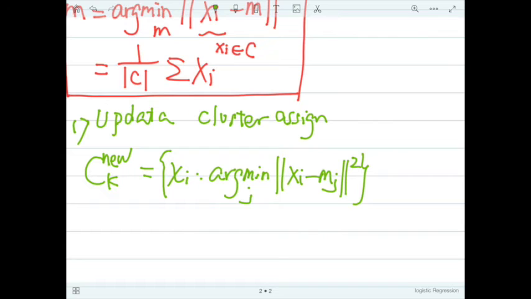For each data point, I calculate the distance between that data point and all possible prototypes. Whichever gives me the shortest distance, I will assign that data point to the cluster that prototype represents.